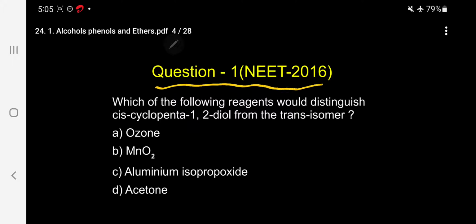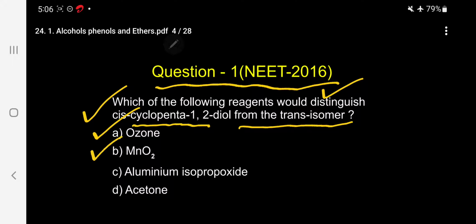This question was asked under the NEET 2016. The question is asked under alcohol, specifically cyclopentanol. Let me read the question. Which of the following reagents would distinguish cis-cyclopentane 1,2 diol from the trans isomer? Option A, ozone. Option B, manganese dioxide. Option C, aluminum isopropoxide. Option D, acetone.